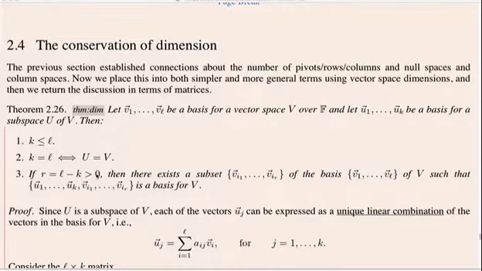And if r equals l minus k is a positive number, then there exists a subset Vi1, ..., Vir of the basis V1, ..., Vl of V, such that we can extend the basis of the subspace U1, ..., Uk, adding these Vi1, ..., Vir, to a basis of the whole space V.